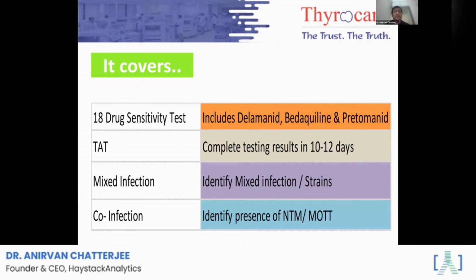When ThyroCare provides the whole genome sequencing, it provides screening for 18 antibiotics, the newest one. And the best part about whole genome sequencing is if today when I go back and I find that there is a new mutation which is known to be associated with pretomanid, it will be available tomorrow on the catalog with ThyroCare.